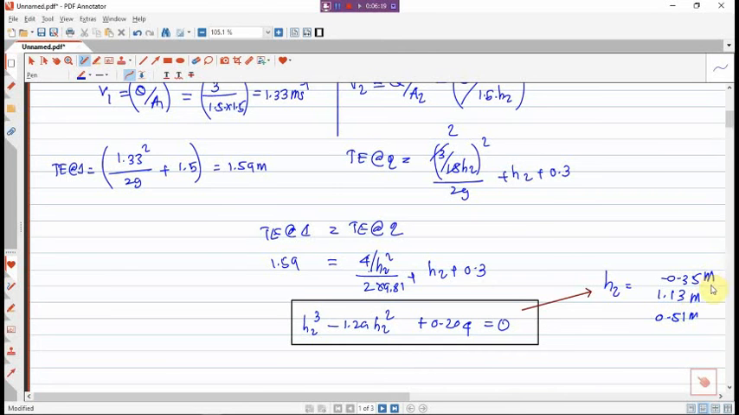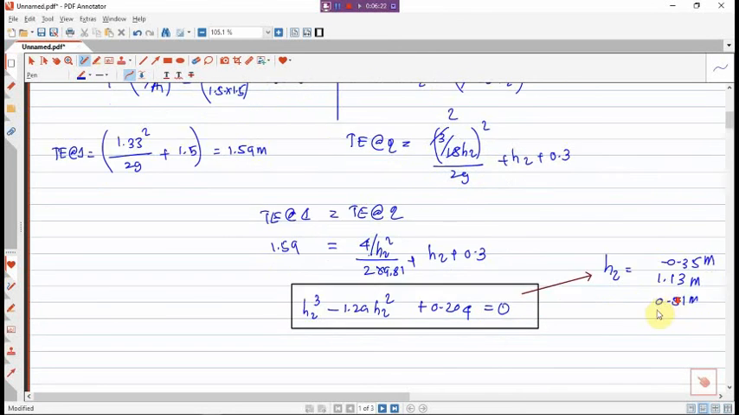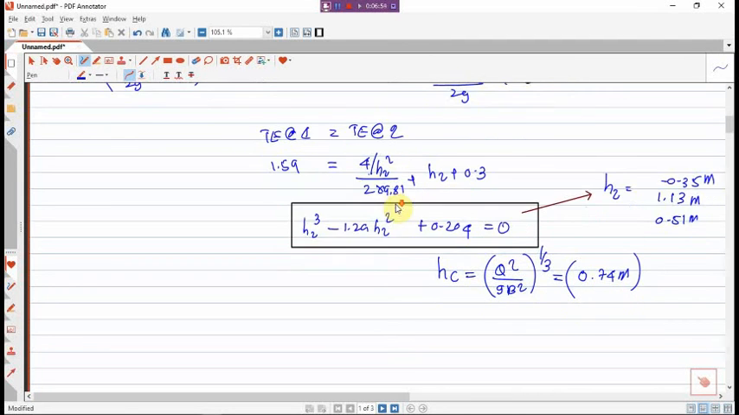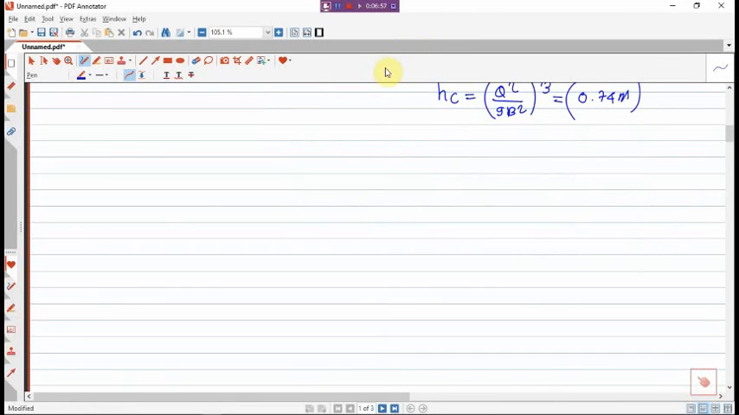Now we have to find the critical height, hc. hc is equal to q squared upon g b squared, all to the power 1/3. That is equal to, normally, 0.74 meter. We already know g, and b is the top width, which should be 1.5. So we can find the hc value here. From those values we can draw a table and a graph. Let me show you.